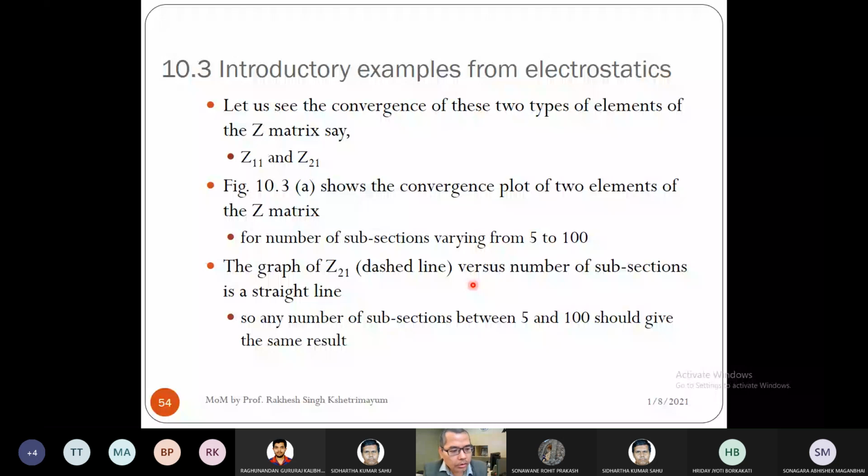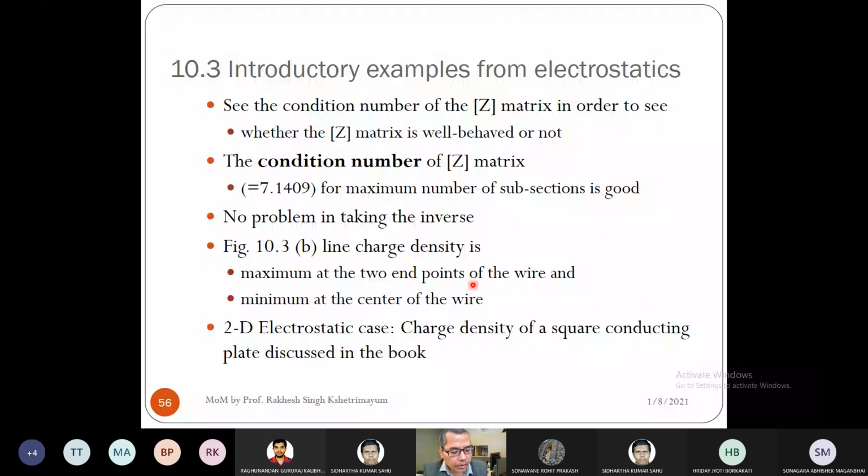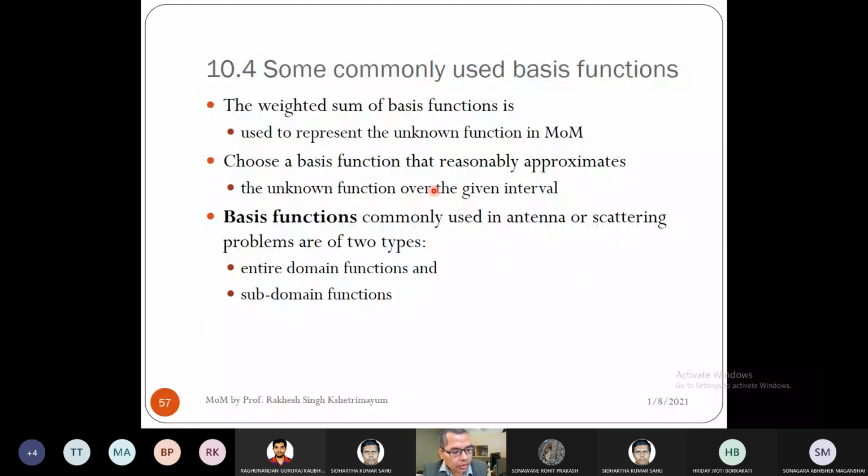Now, as I already told you in the last class, if you want to find the Z matrix inversion, you have to first check the condition number of the matrix. For this particular case, I have checked the condition number. It's coming out to be around 7, so it's okay. If it is very large, like 100, 200, or infinity, then you cannot take the inverse directly. For this case the condition number is 7, which is close to 1, so you can directly take the inverse and find the unknown I vector. So this completes the example on electrostatics.